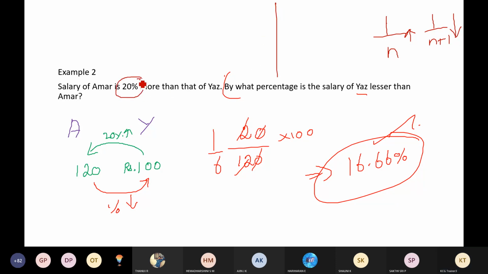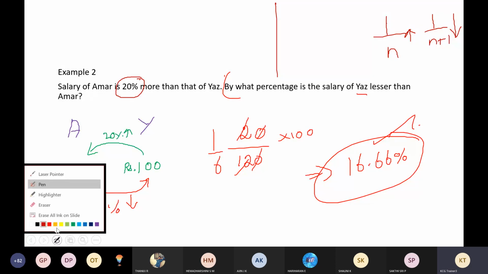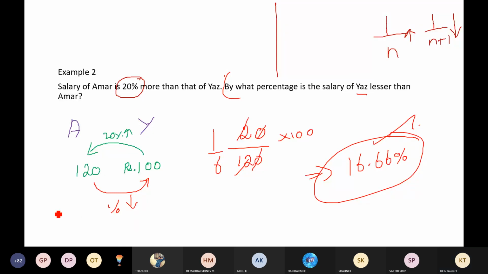Okay. First, they have given me 20% more. Can you guys tell me what is the fraction equivalent of 20%? How can I write 20% in terms of fractions? Do you all remember that percentage to fraction equivalent? 20% corresponds to what fraction? Very good, 1 by 5.